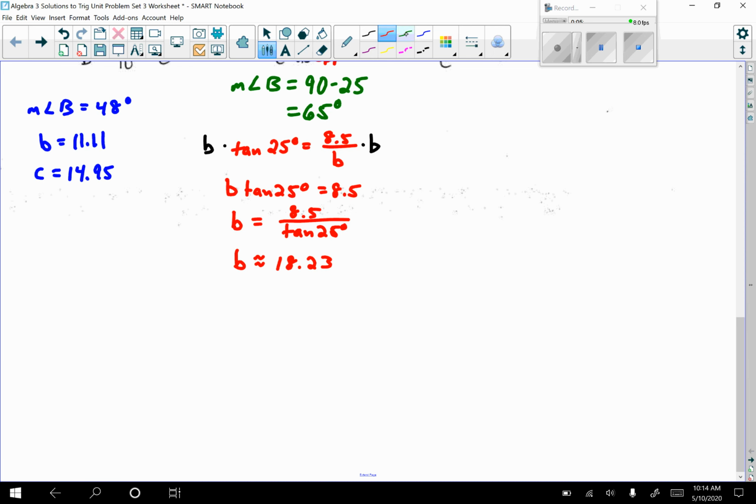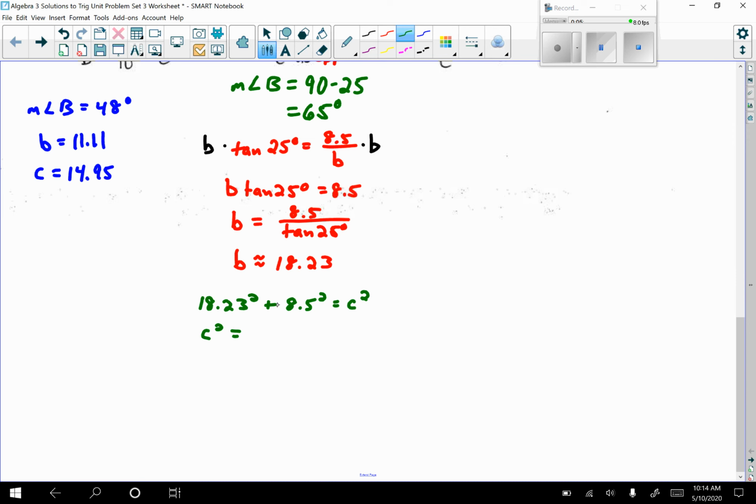All right, now to find C, we could go back and use another trig function, but we're already rounding here, so it really doesn't matter. But now that we have two of the three sides of a right triangle, we could just use the Pythagorean theorem. So B is going to be 18.23 squared, A squared is 8.5 squared, and that is going to equal C squared.